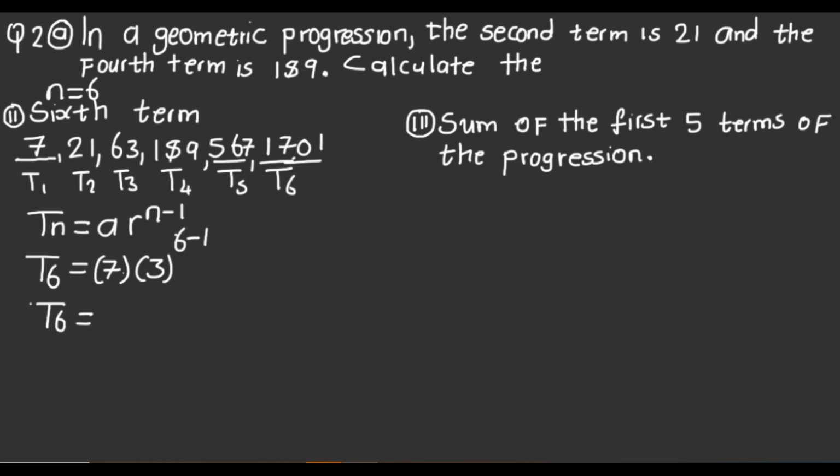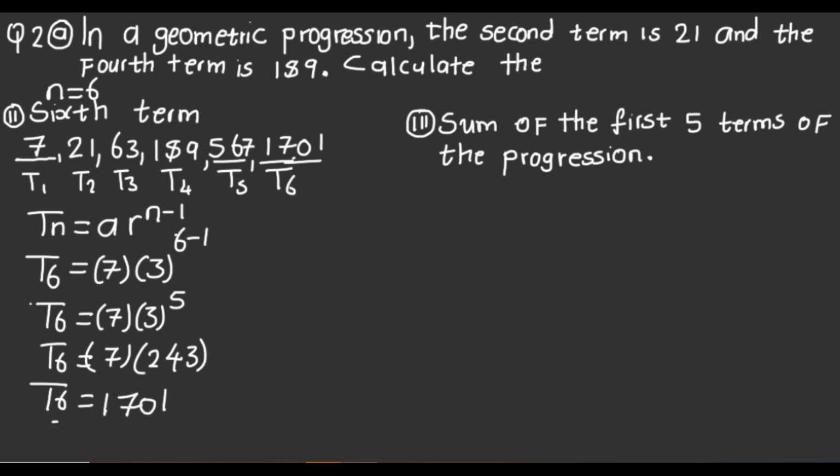T6 is equal to... Now please do not multiply 3 by 7. No, first you need to expand 3 raised to the power 6 minus 1 on its own. So 3 raised to the power 6 minus 1 is 5. Tn is equal to 7 times 3 raised to the power 5. I'm getting 243. Then lastly, we multiply by 7. So I'm getting 1701. So it's the same answer.